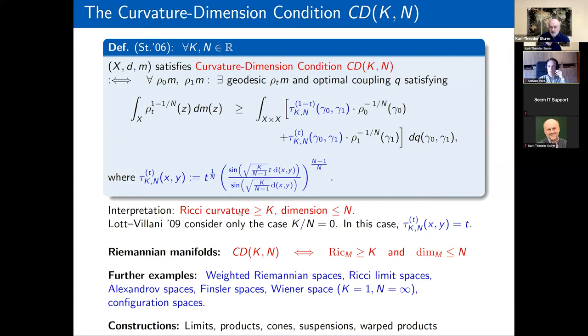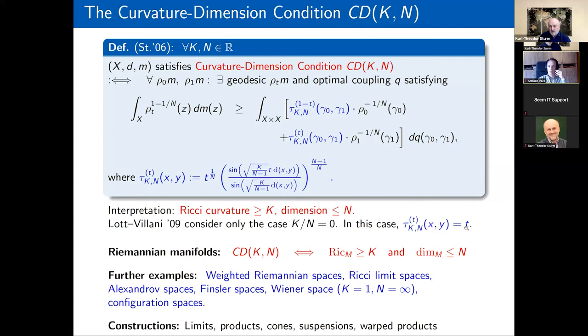And this is the general curvature dimension condition. As for interpretation, as I mentioned, this should be interpreted as a lower bound on Ricci curvature combined with an upper bound on dimension. In Lott-Villani's original approach, they only treated the case where either k is zero or n is infinity. And in this case, of course, the distortion coefficients look much nicer. They are just the coefficients which we know from the convexity inequality.